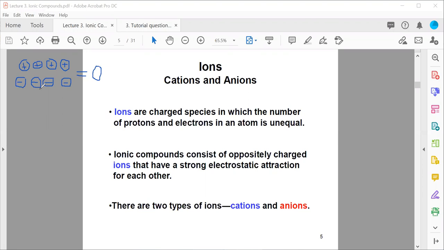Okay, that's pretty straightforward. But let's look at this example again. There's our 4 protons. Now, what happens if this hypothetical atom loses an electron? Obviously, now we can see that 1 proton is not balanced by a negative charge. So what would be the overall charge on this atom now?